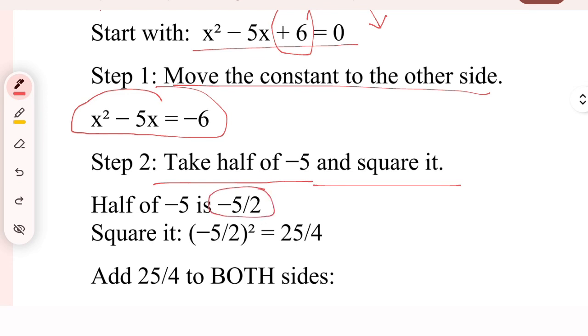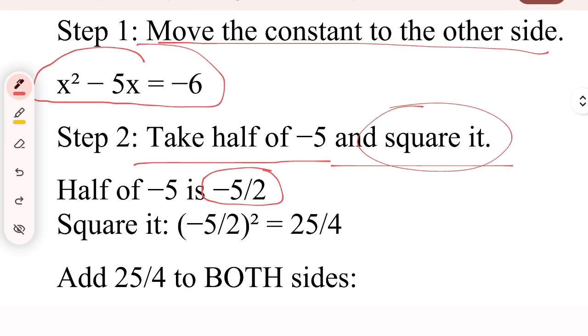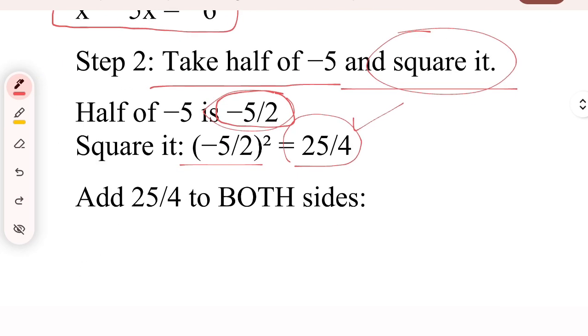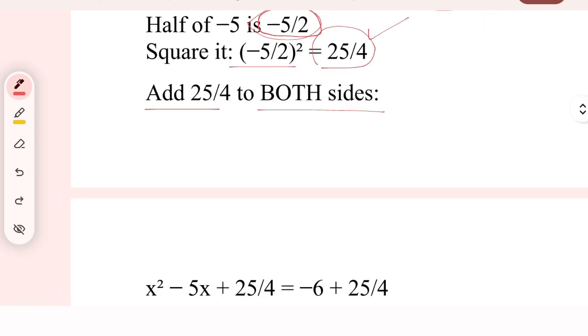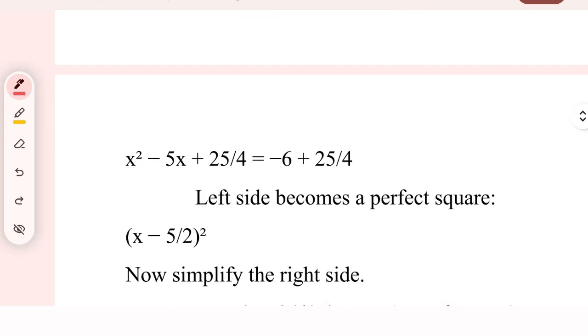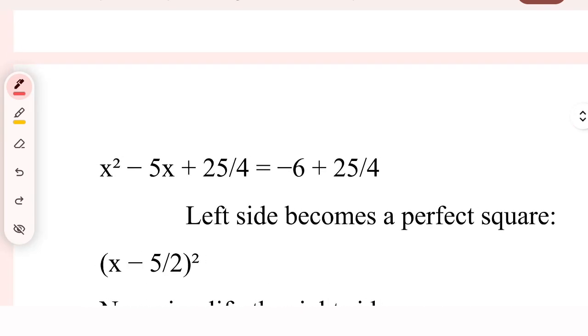And then we square it. So take the half and then square it. And when you square it, it would be 25 over 4. It would be positive, of course, because negative 5 squared is 25 and 2 squared is 4. So 25 over 4. What you will do is you will add this to both sides. So you will add 25 over 4 to both sides. So it will be like this.